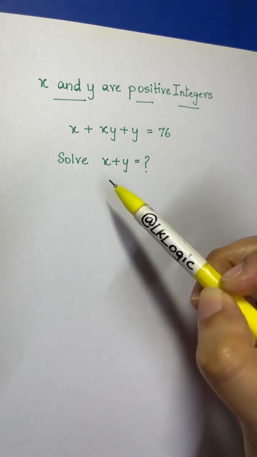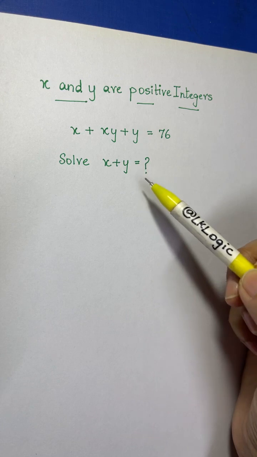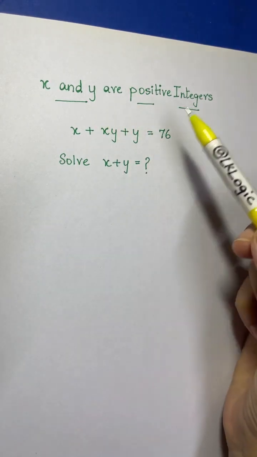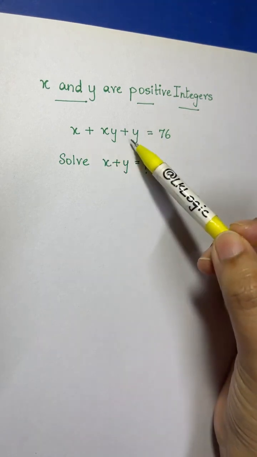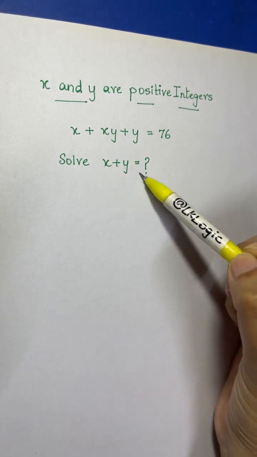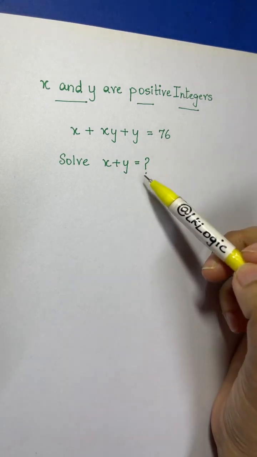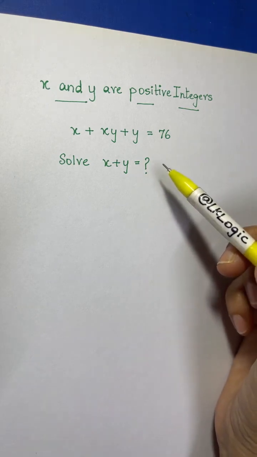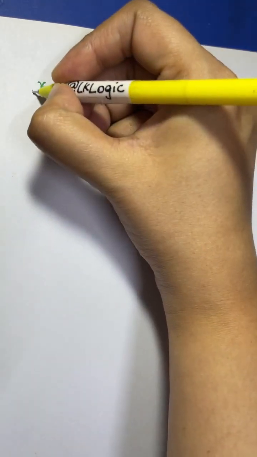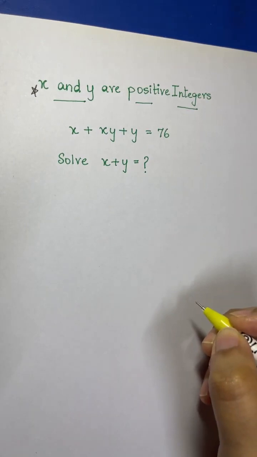Hi everyone. In this Math Olympiad question, we're going to solve a nice algebraic equation. It says x and y are positive integers and x plus xy plus y equals 76. So we have to solve for x plus y. The important part of the question is that it's written x and y are positive integers. So this is really important to remember while you do the question.